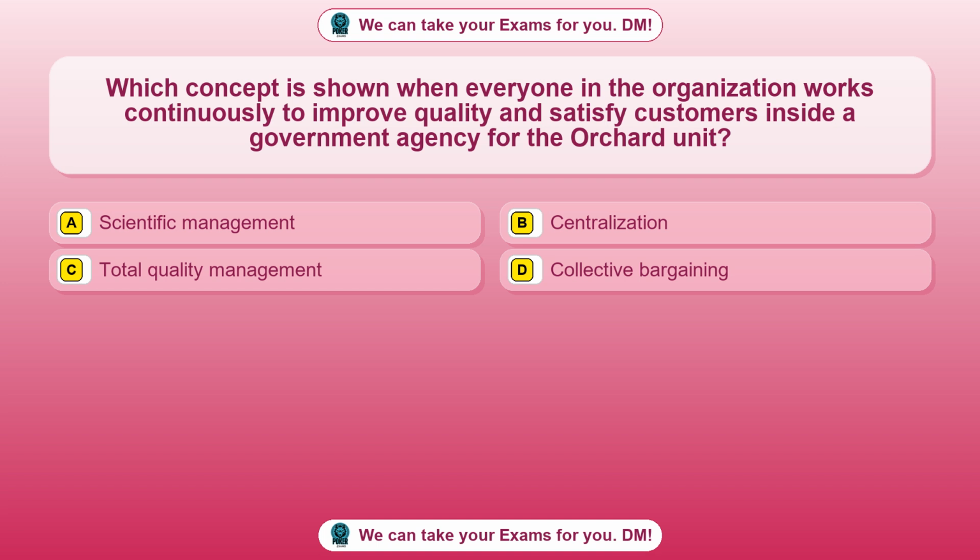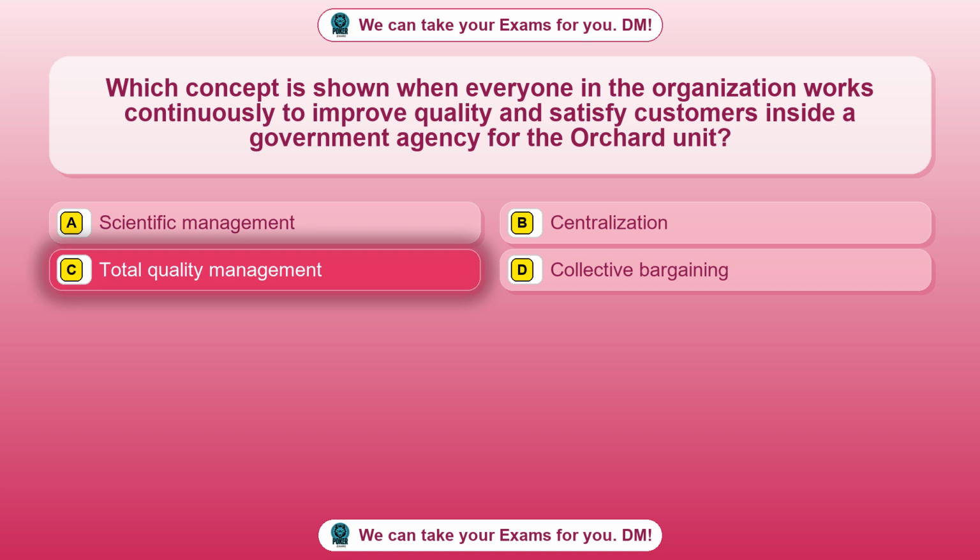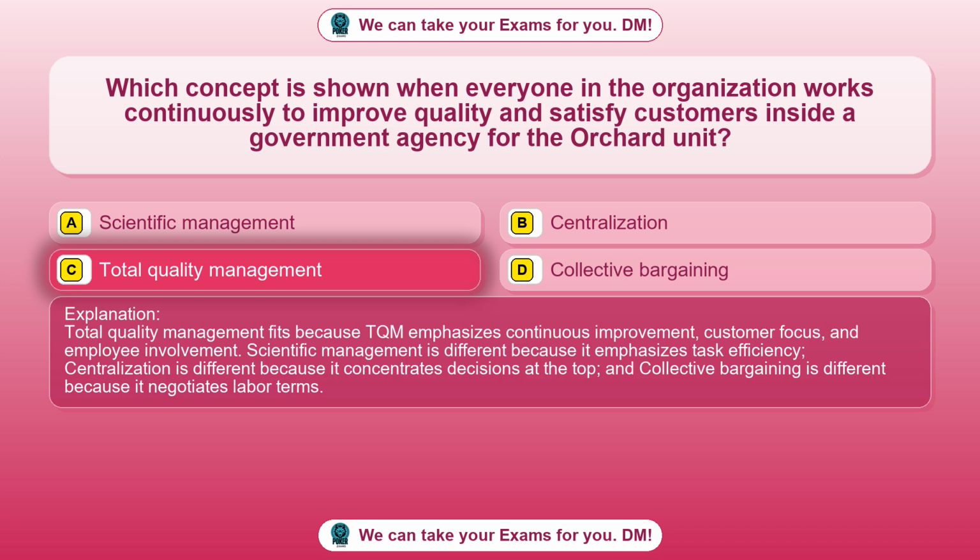Option A, scientific management. Option B, centralization. Option C, total quality management. Option D, collective bargaining. The correct answer is option C, total quality management. Total quality management fits because TQM emphasizes continuous improvement, customer focus, and employee involvement. Scientific management is different because it emphasizes task efficiency. Centralization is different because it concentrates decisions at the top, and collective bargaining is different because it negotiates labor terms.